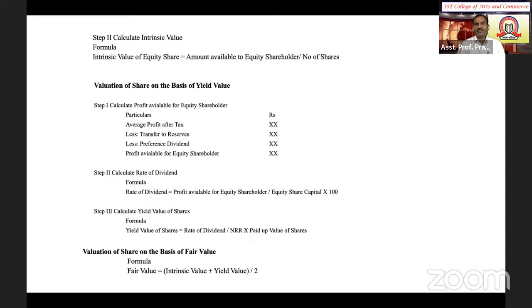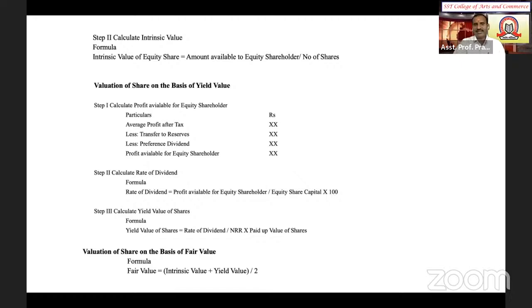So remember that formula. Sometimes an objective question will ask you how to calculate the value of equity shares, or they will ask: intrinsic value of equity share is equal to dash divided by number of shares. So your answer will be amount available to equity shareholder.